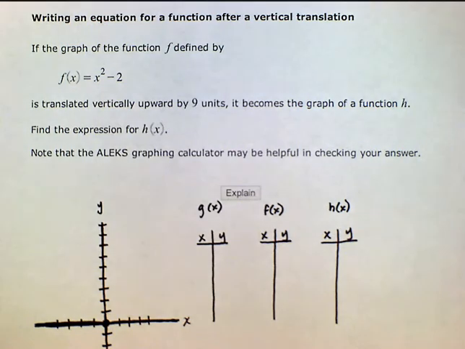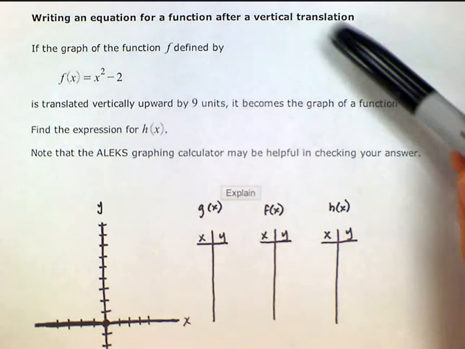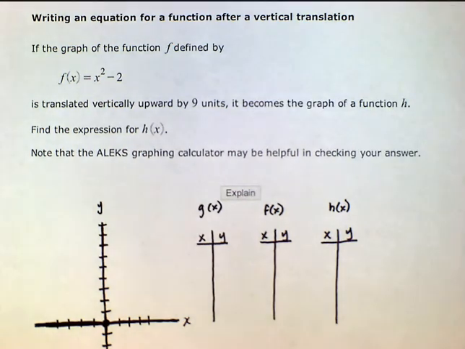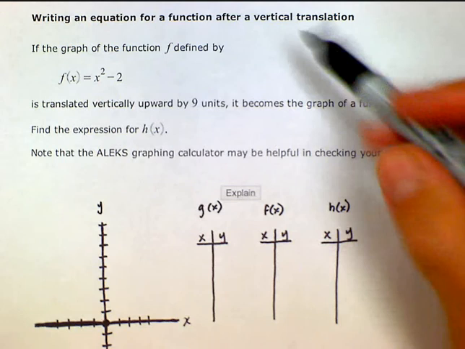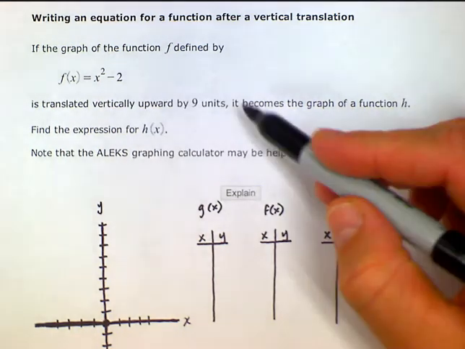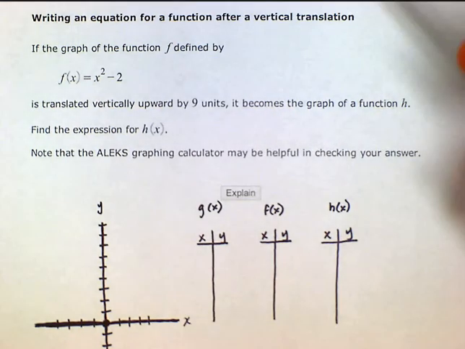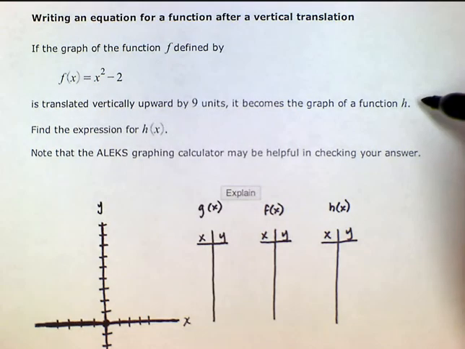So let's look at this problem. It is a vertical shift of a function. It says writing an equation for a function after a vertical translation. If the graph of the function f defined by f of x is equal to x squared minus 2 is translated upward by 9 units, it will become the graph of a function h, which we would express as h of x.